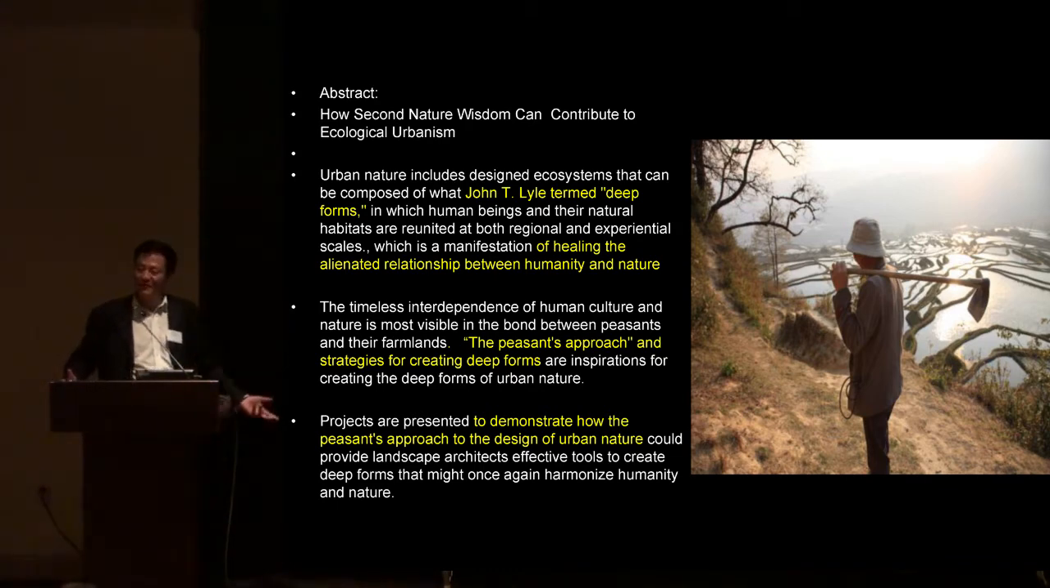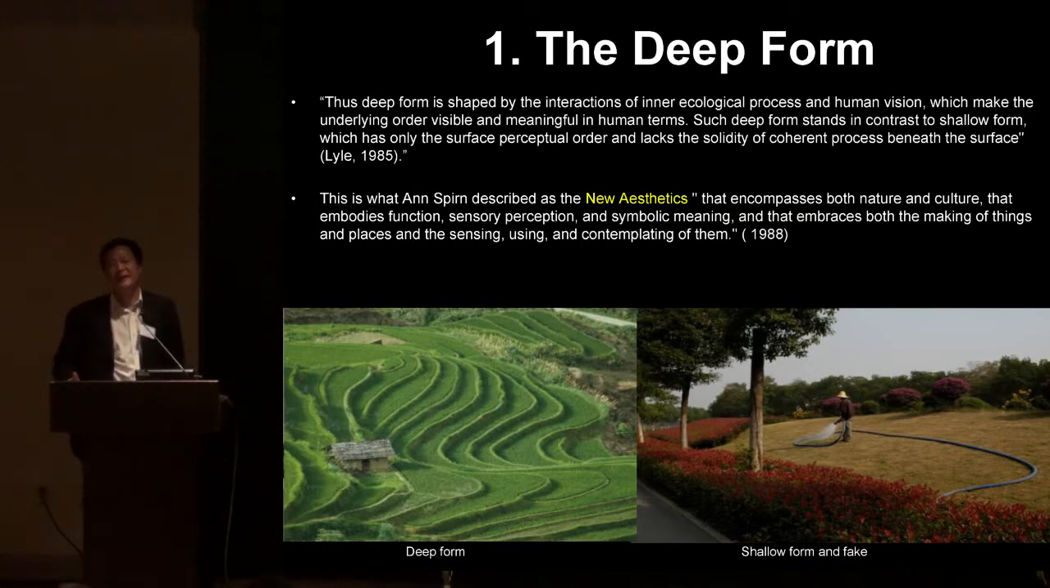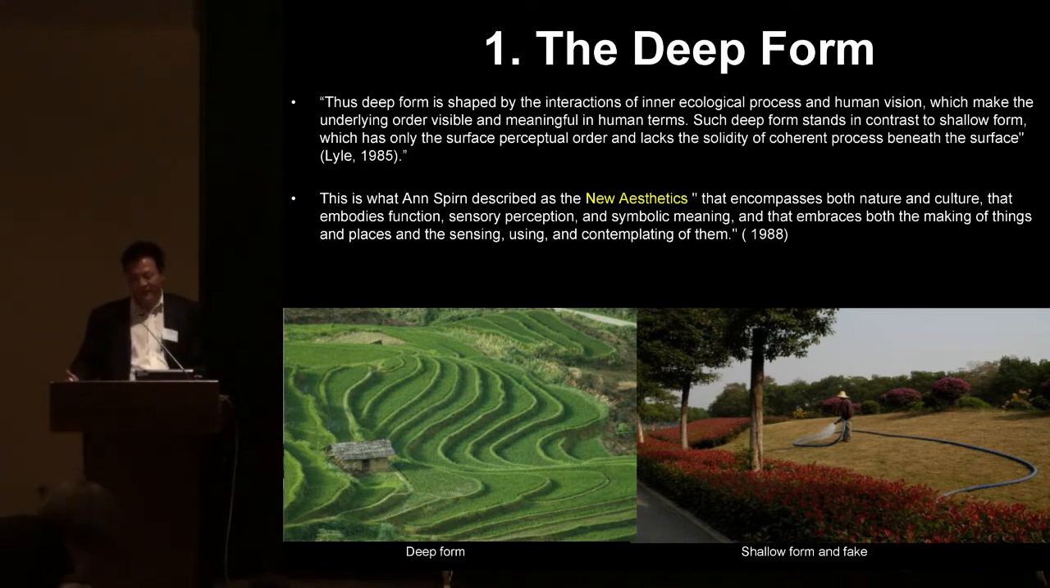What does long alienated mean? It means we go back to some earlier time, and we found it's the peasant time, the farming period, the agricultural time, because no period of time has had such a deep bond between nature and culture. That's why I try to find the peasant's approach to create deep forms. And how can this second nature be helpful to design our modern urban nature? That's what I'm going to say.